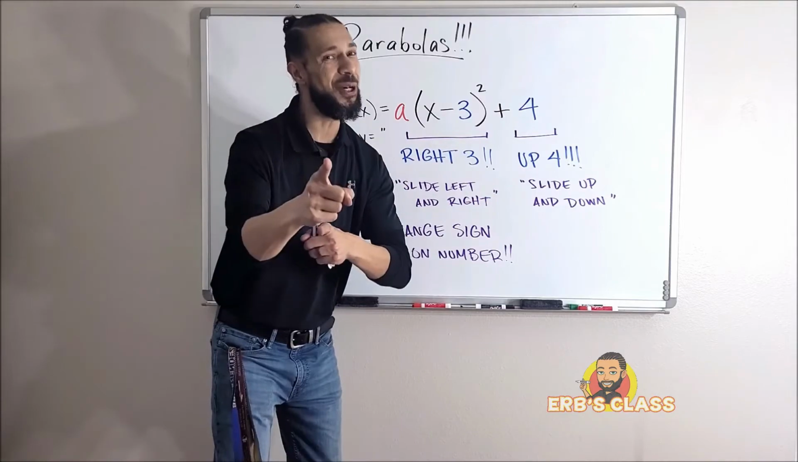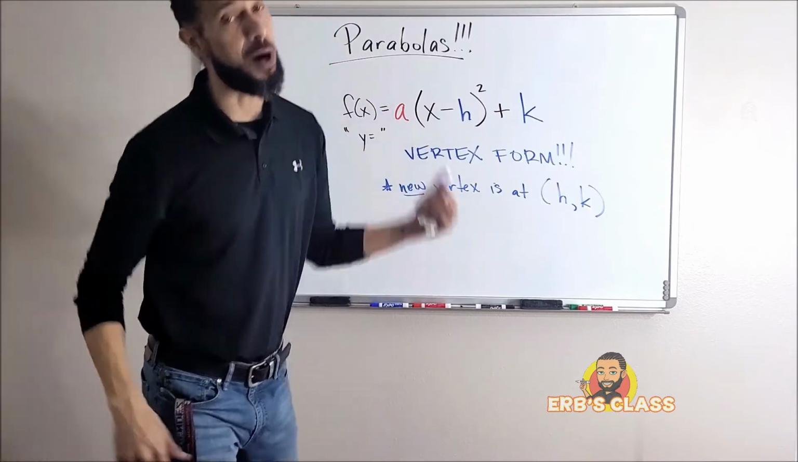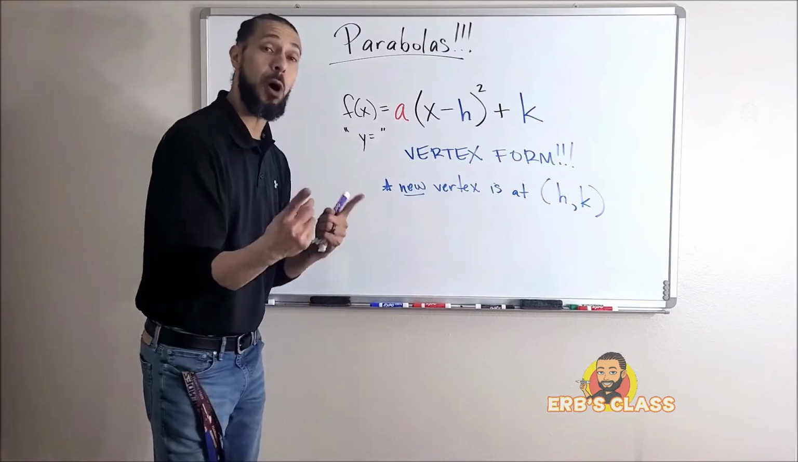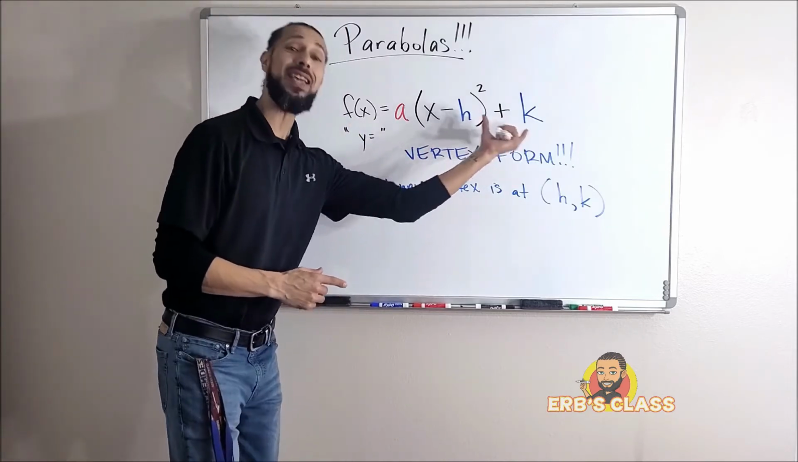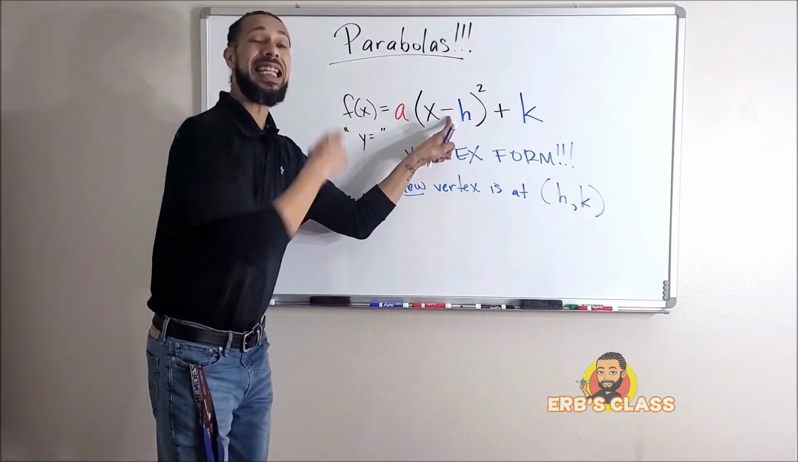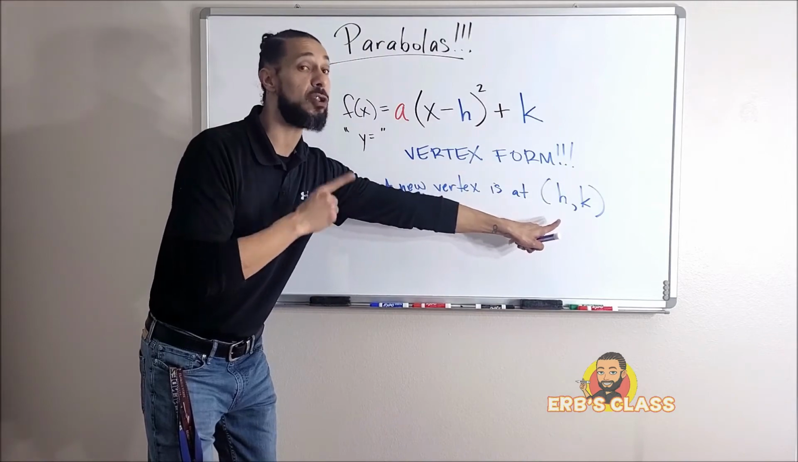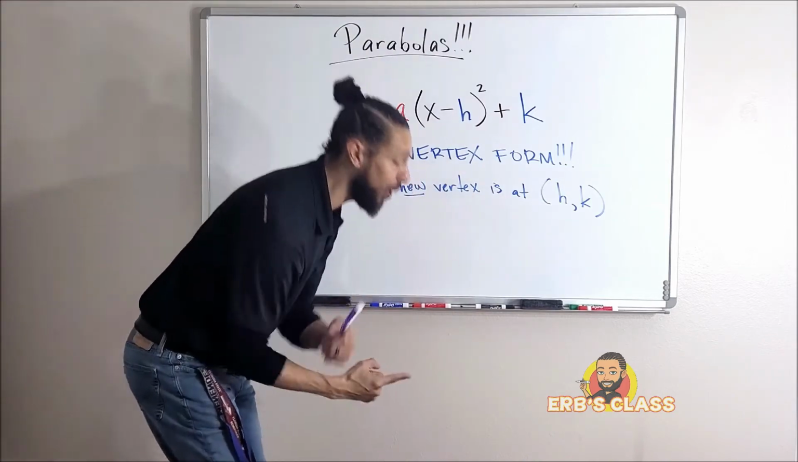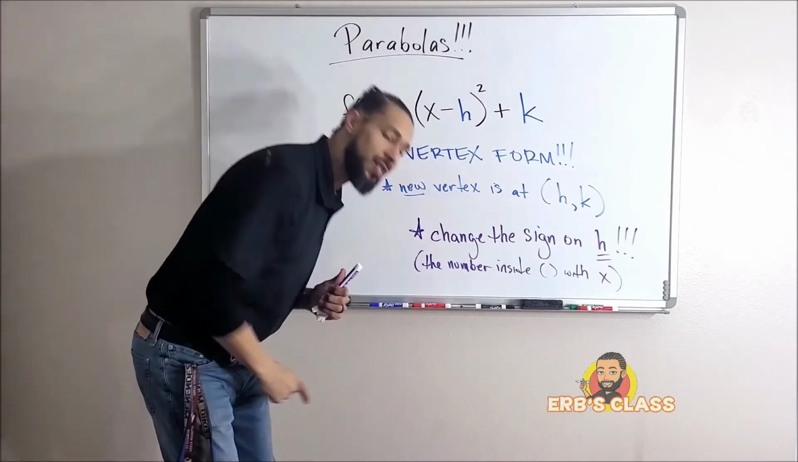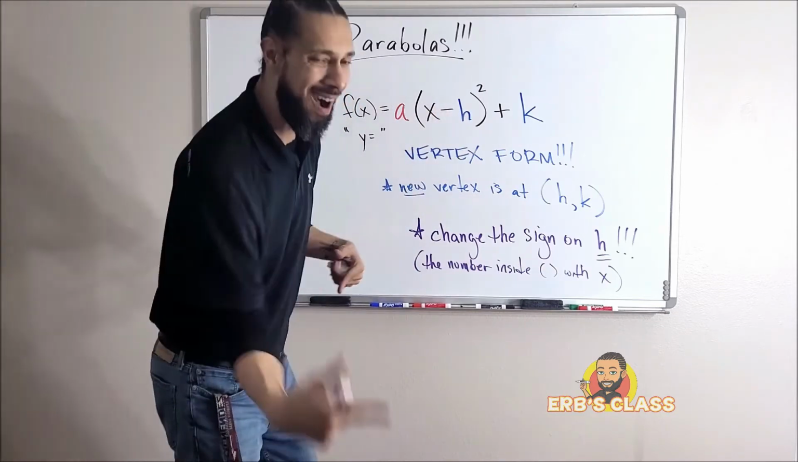Yes, it would. That's exactly why this is called vertex form. And the reason it's called vertex form is because these two numbers give us the coordinates of the new vertex. But notice how it says negative h in the formula, but positive h down here in the vertex. So always remember to change the sign on that number that's in the parentheses with x.